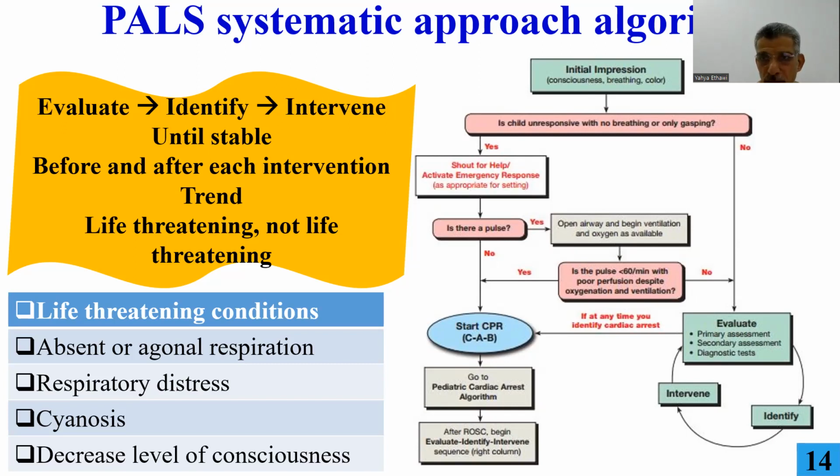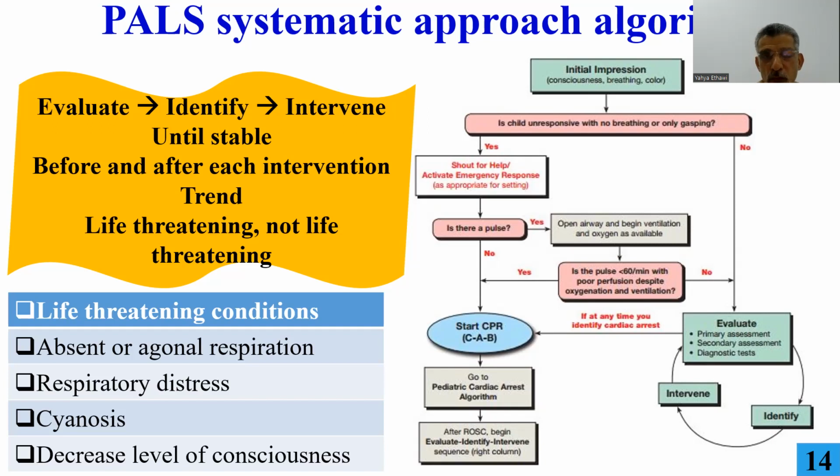Agonal respiration is irregular, occasional breathing, or breath that does not result in gas exchange. Absence of respiration or agonal respiration is a life-threatening condition. Respiratory distress is a life-threatening condition. Cyanosis is a life-threatening condition, and so is a decrease or change in level of consciousness.